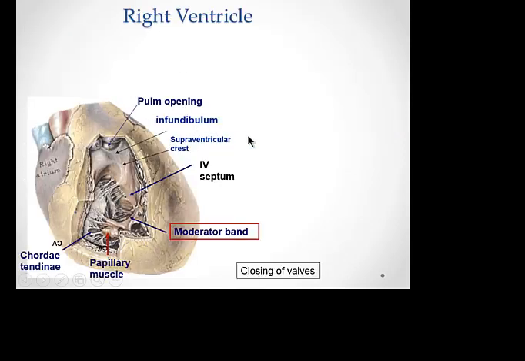So let's see the right ventricle. Up here, when you look at the right ventricle, notice this is the smooth part, which is called the infundibulum. This area is very rough and fleshy looking. So this is the trabeculae carneae, not chordae tendineae. Trabeculae carneae, that's the rough part.